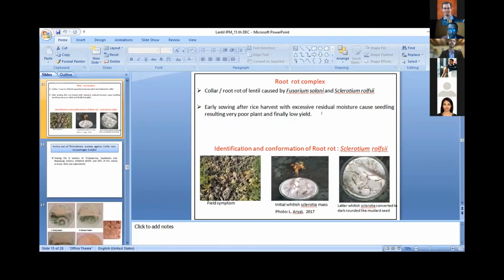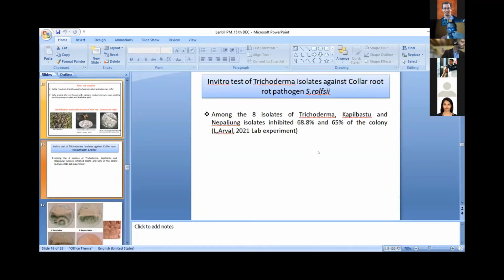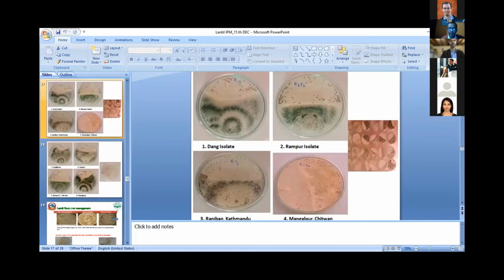Root rot complex is increasing. This is how we collect the samples and we look for Sclerotinia. And for Sclerotinia blight, Sclerotium, this is the root rot. We have isolated 8 isolates of Trichoderma collected from different parts of Nepal, and we can see the efficacy of the isolates of Trichoderma.